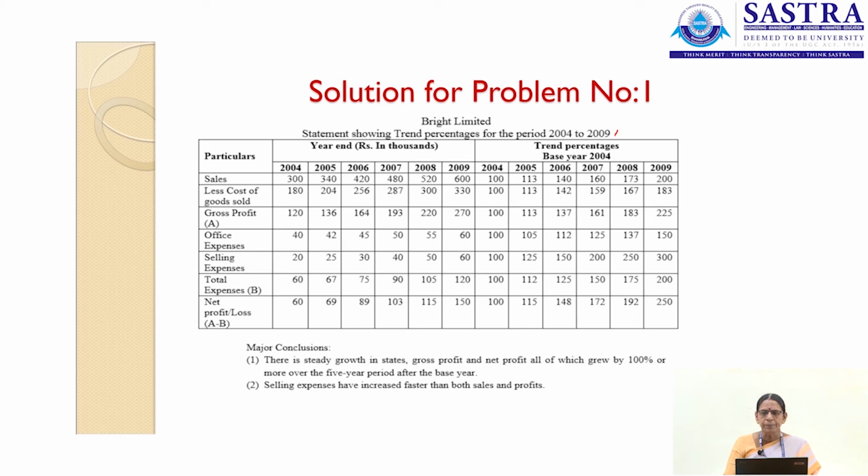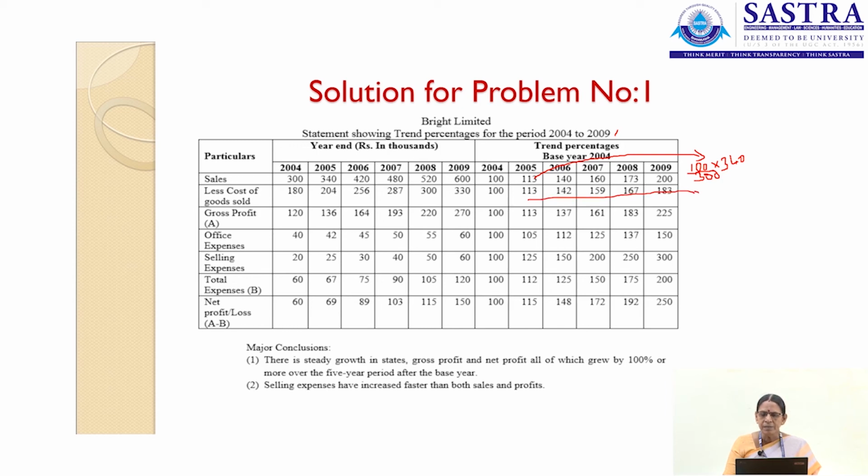Now, 2005, 113. I will tell you how this 113 has been arrived. See, 300 is taken as 100. So, 100 divided by 300 into, what is here? 340. So, 340 is calculated here. So, you will get 113. So, this 113 is calculated like this. Got it? So, 100 by 300 into 340.